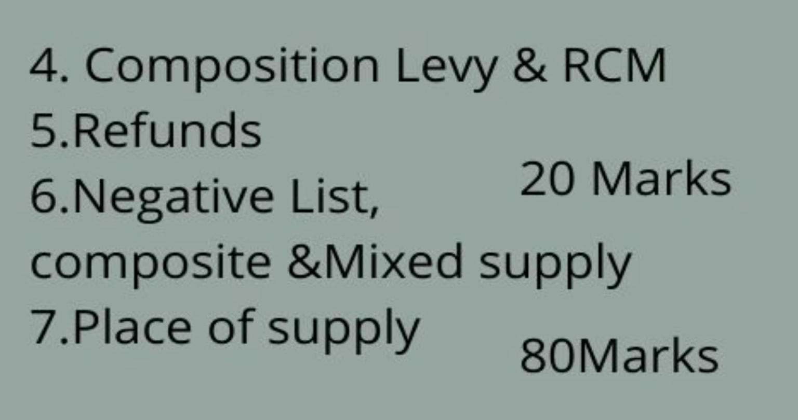Next is negative list, that is chapter 2, but do only the important things from the negative list. Composite and mixed supply, do that very well, especially in this.